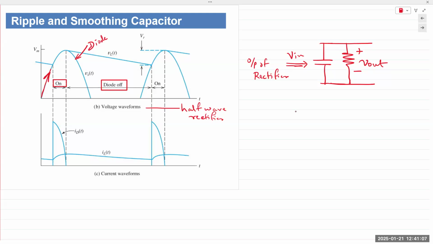Now, when the diode turns off, when it starts discharging, what happens? The capacitor has energy that is stored inside it. It releases it back into the circuit. And so here at this point, the capacitor is charging. And then from this point on, the capacitor is discharging, releasing back into the circuit.